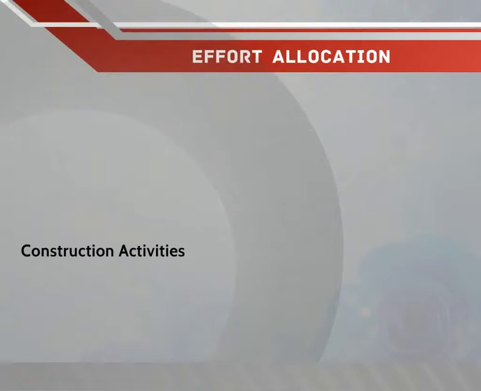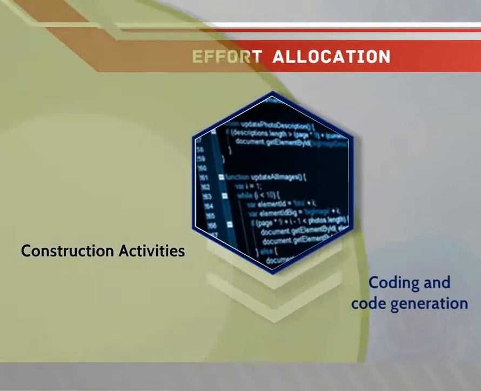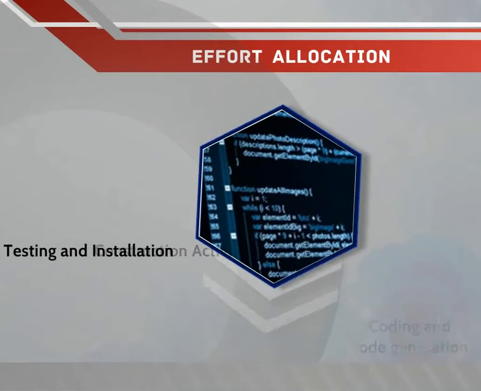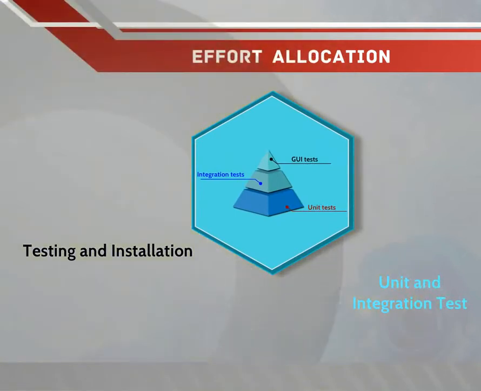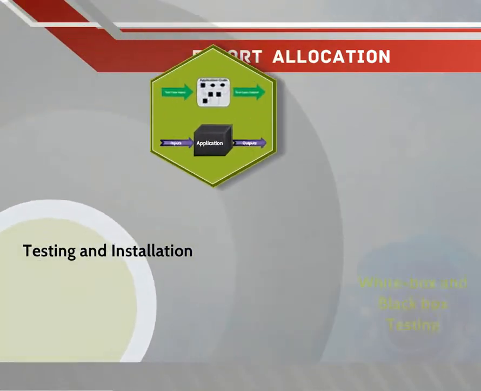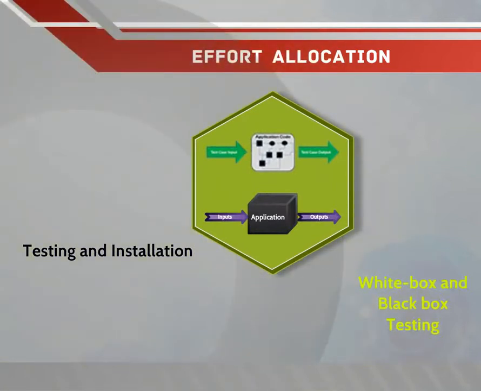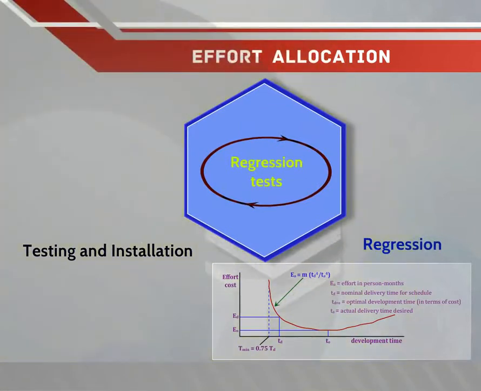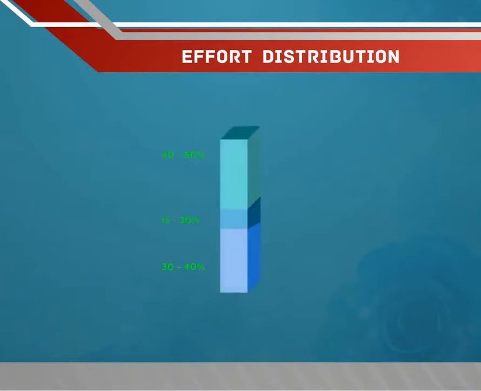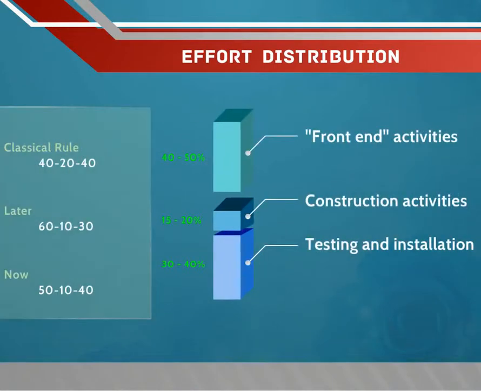Construction activities: coding and code generation, testing and installation, unit and integration test, white box and black box testing, regression. Effort distribution: classical rule 40-20-40, later 60-10-30, now 50-10-40.